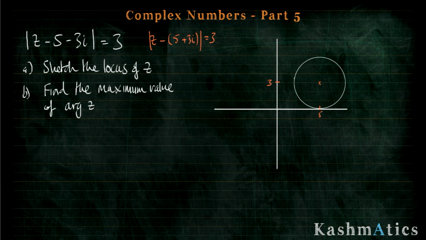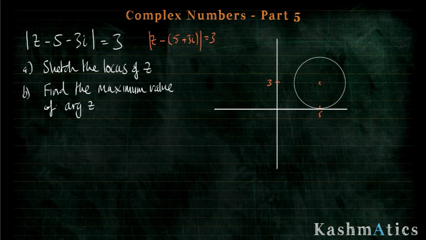So that circle is the locus of z, and I'm not going to do it, but you could be asked to work out the Cartesian equation here. That'd be quite straightforward. It'd be (x - 5)² + (y - 3)² = 9. Okay, that's straightforward. I've done enough of those for you to know how to do that.